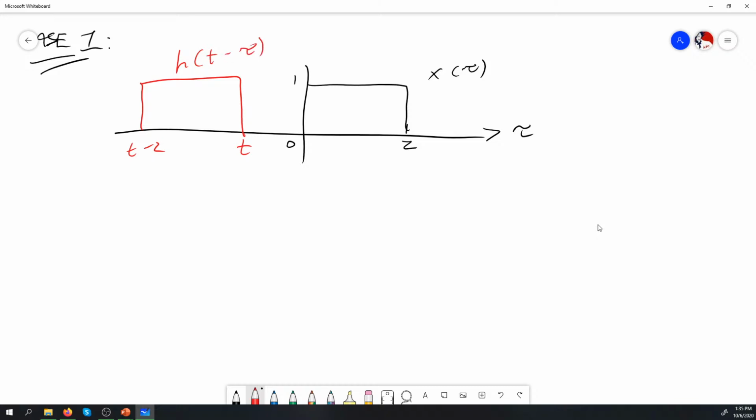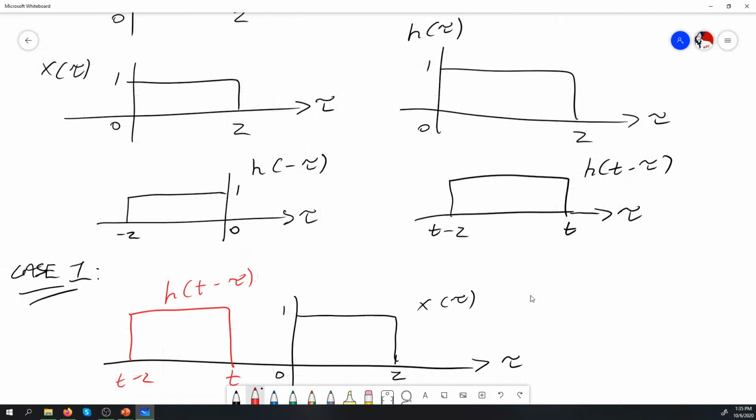Okay, before I continue, let me see these questions here in particular. The first question is where exactly is the y-axis for the h of t minus tau graph? Because we substitute in t here, and t can take any value, there isn't going to be a y-axis, because the h of t minus tau signal can slide accordingly.